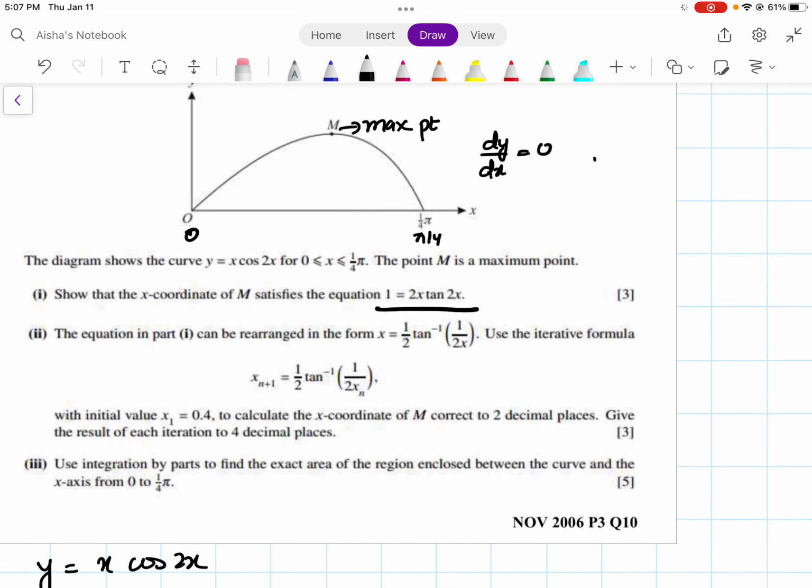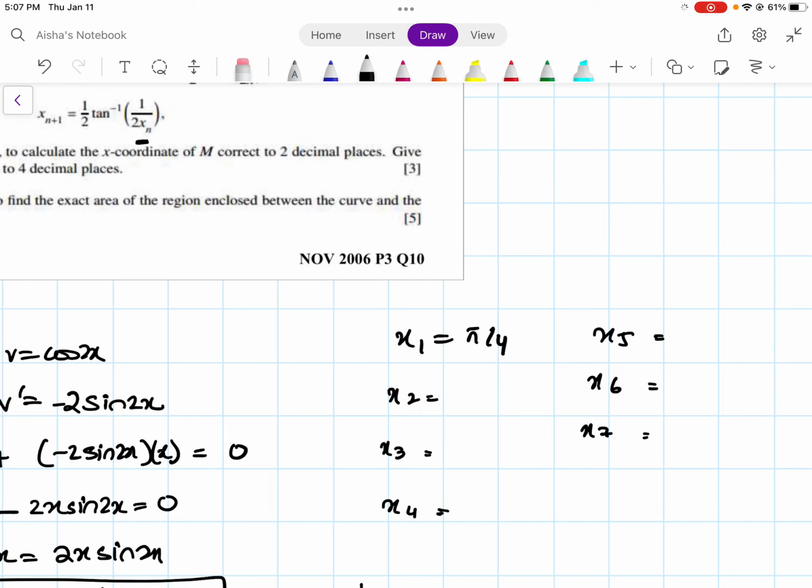Now the problem here is if you input 0 in the denominator over here, the calculator will not be able to calculate, it will give you a math error. So instead of using 0 as the initial value, I'll start from pi by 4. So my first value of x is pi by 4. For the exam, you will write all the iterations. Right now, I'm not going to write any iterations because you will be calculating it with the calculator. I will just write down the final constant value.